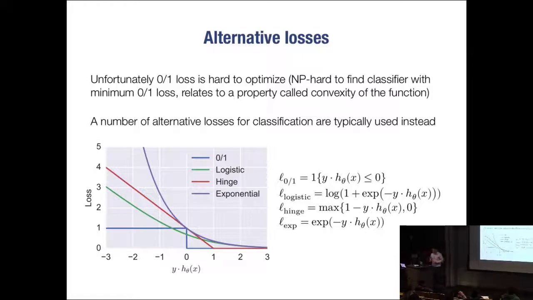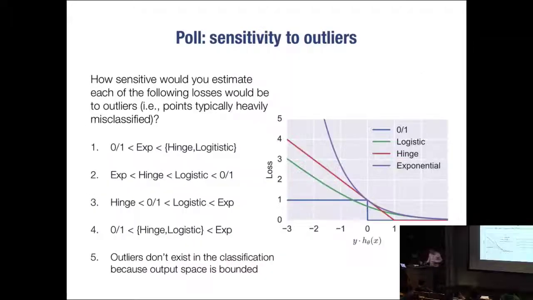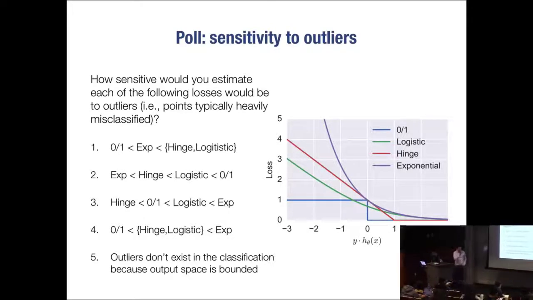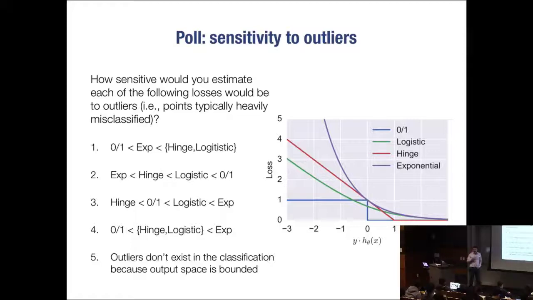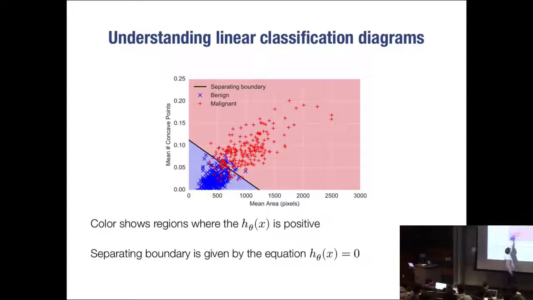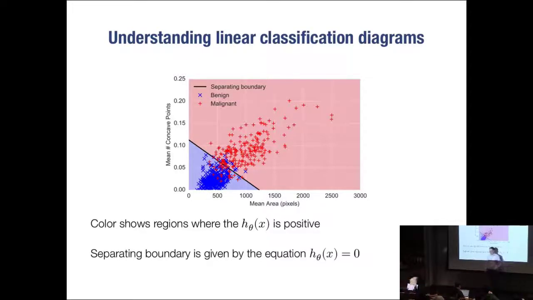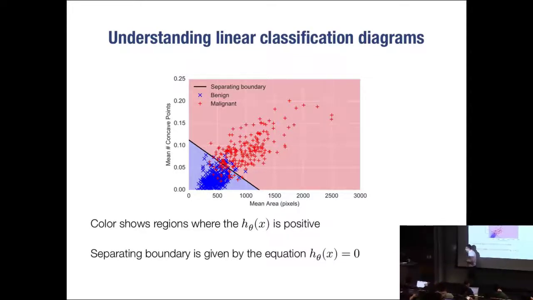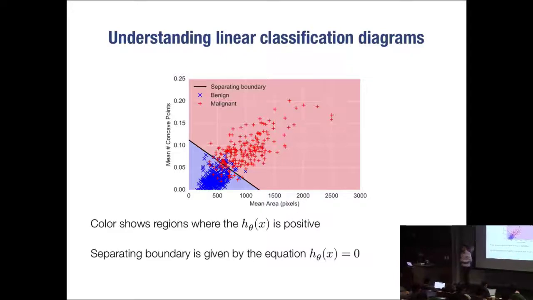And with that as an introduction, I want to have a poll question now. Take a little time to think about this first. I'm actually not going to open the polls right now. I'll open it in a second. The question here is about sensitivity to outliers. Imagine going back here, if I had one point that was benign and was way up in that top right quadrant, which loss function would be most affected by that?